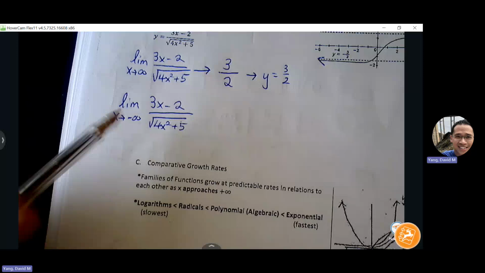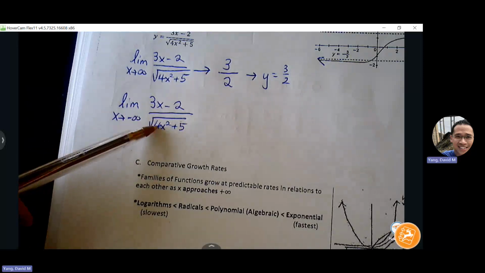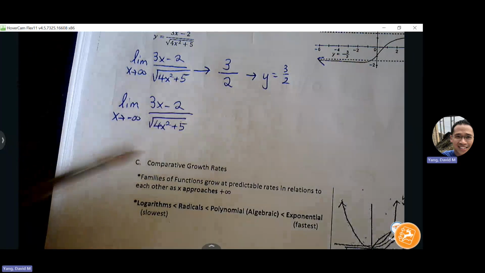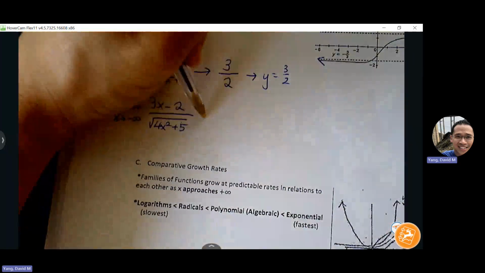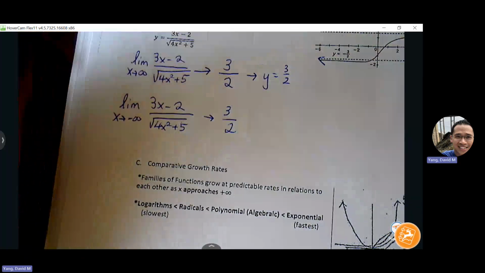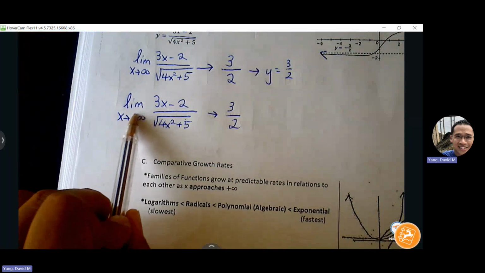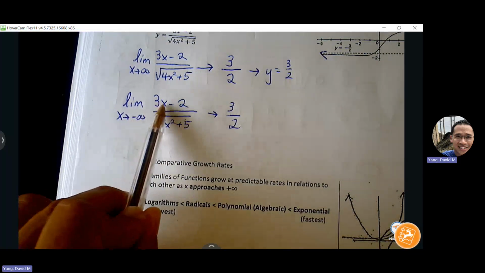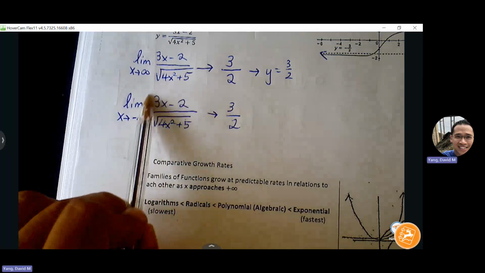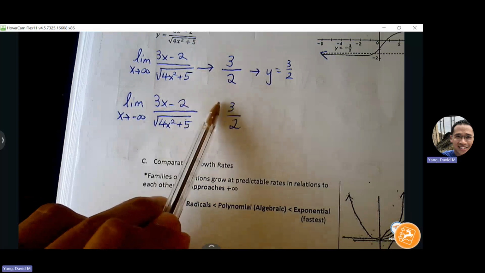Okay, same function. We are in agreement that the degrees are the same. And we're still going to do the ratio of the coefficients, 3/2. But there may be a slight change here. Now imagine inserting a large negative number in for x. What's going to happen to the numerator? Negative, okay.